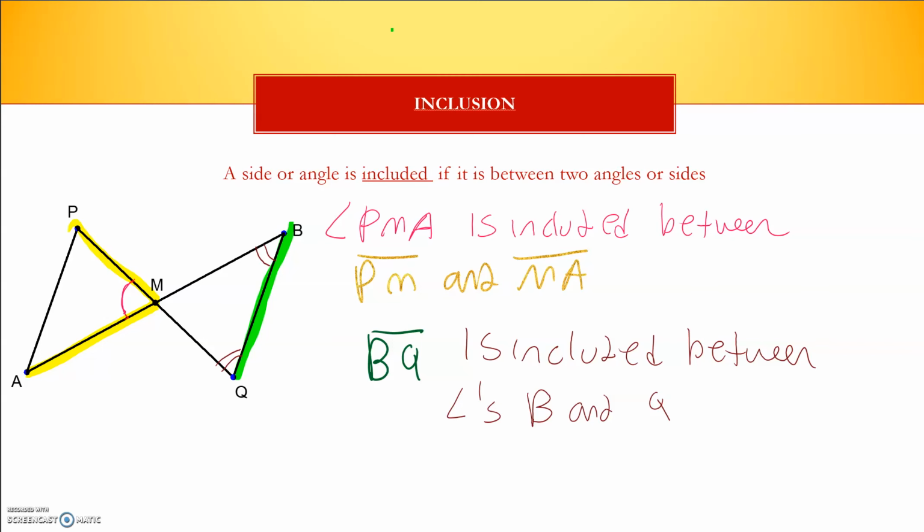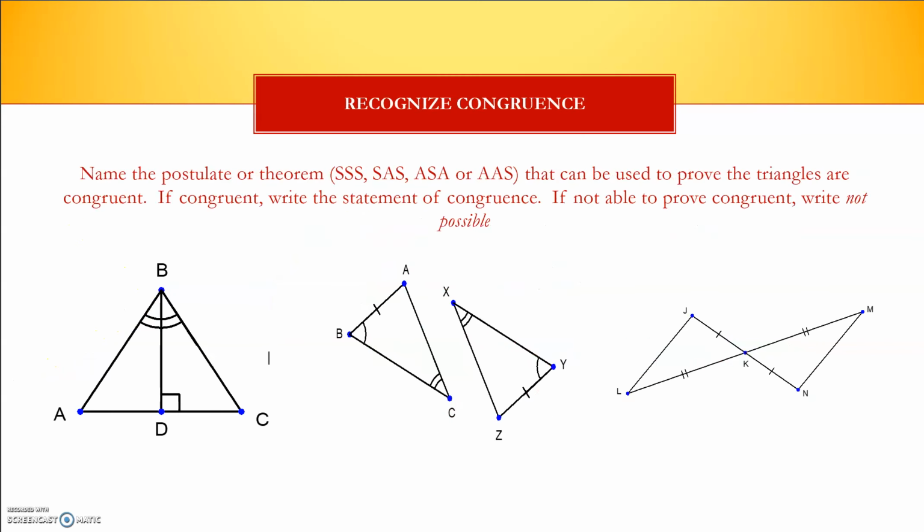So let's get back to the triangles. Name the postulate or theorem, SSS, SAS, ASA, or AAS, that can be used to prove the triangles are congruent. If they're congruent, tell us why. If not, write not possible. All right, and then again, remember that when we see these, A means angle, S means side.